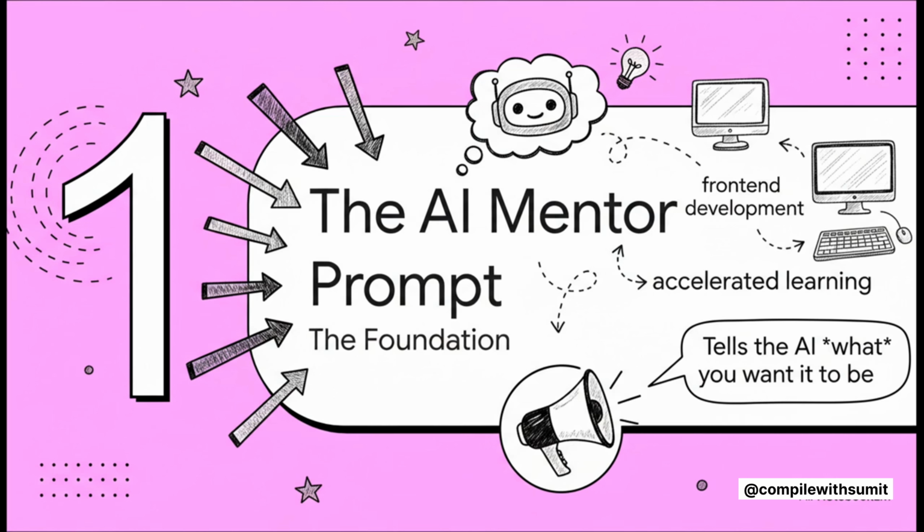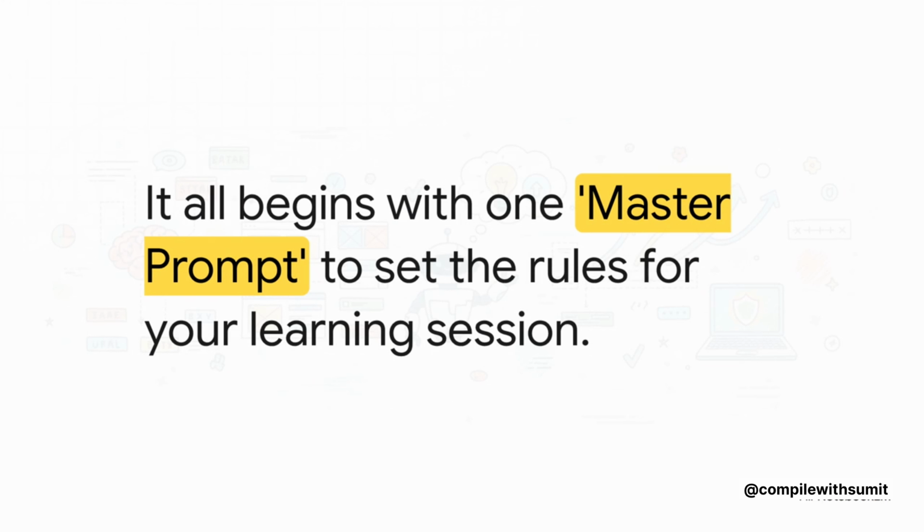Well, this entire approach really hinges on one single, crucial first step. You have to set the context right from the get-go. You've got to tell the AI exactly what role it needs to play. This is what the source material calls the master prompt, and you can think of it like the master key for your learning. It's this one, single, really comprehensive prompt you use at the very start of any new topic to set the rules for the entire session.